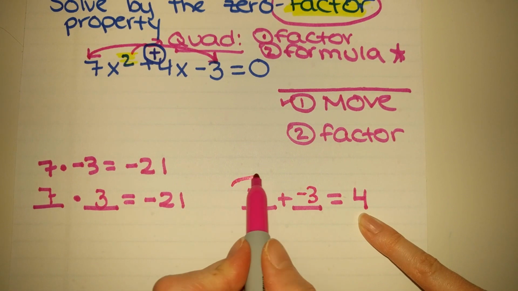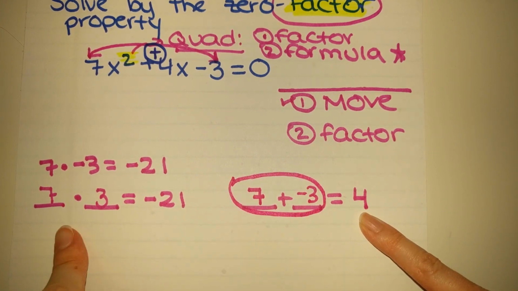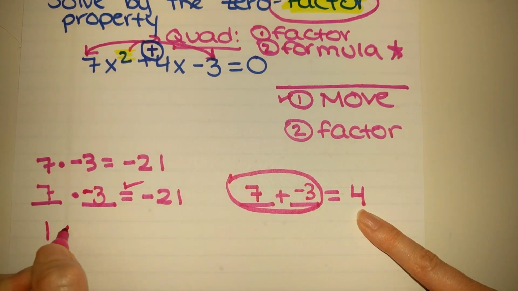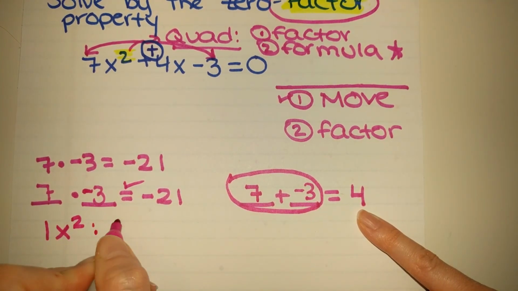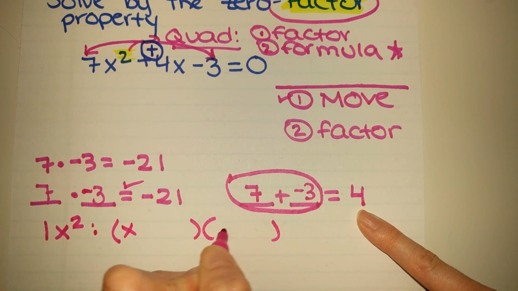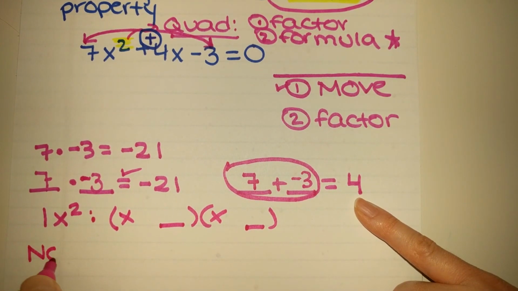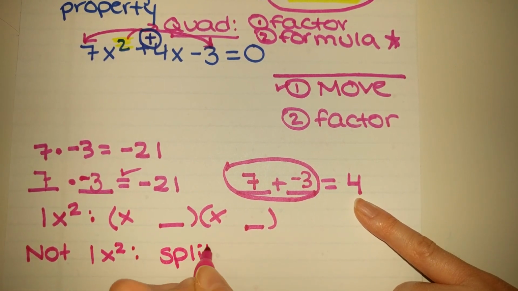And then once we change these signs over here, we just go over to the other side and make sure that changing the signs here will work. And they, of course, do. 7 times -3 gives us our -21. Now, if you just have a 1x squared, then what you can do is you can write x, and you can plop down the numbers. But if it's not 1x squared, then what we have to do is split up the middle term.